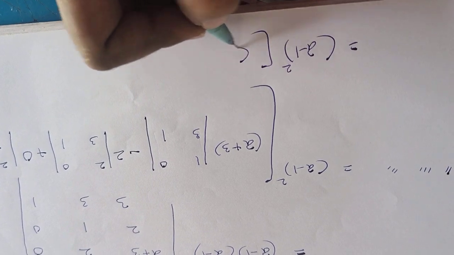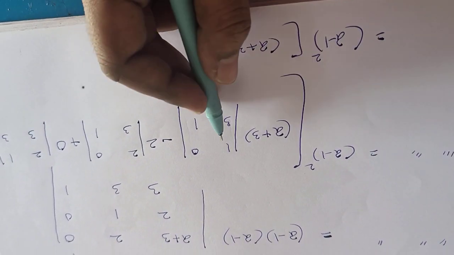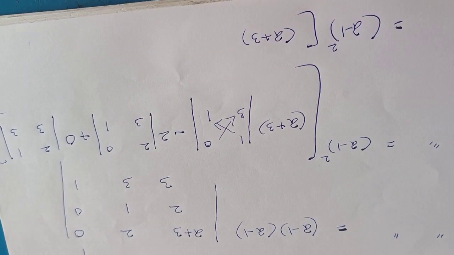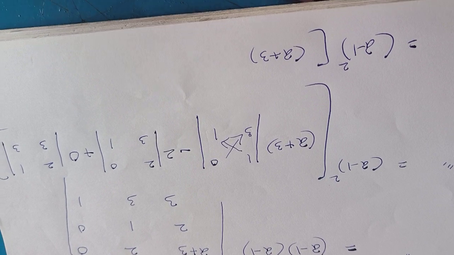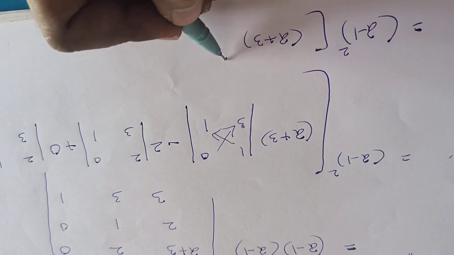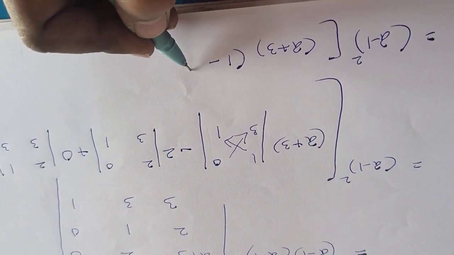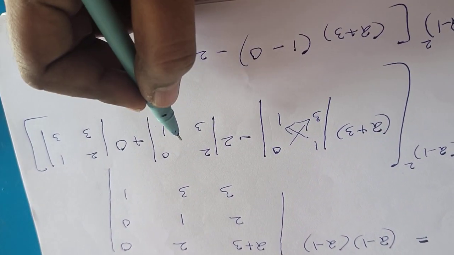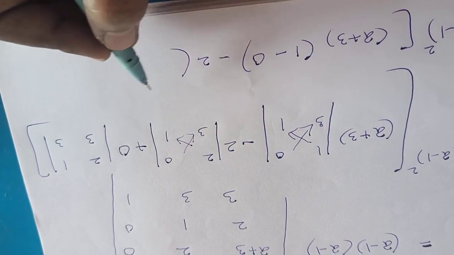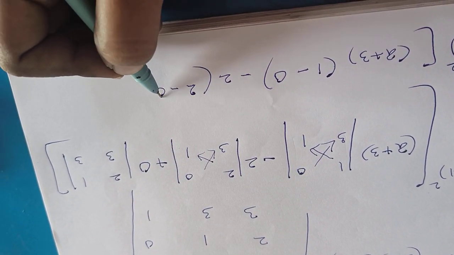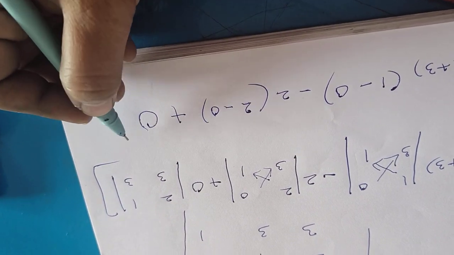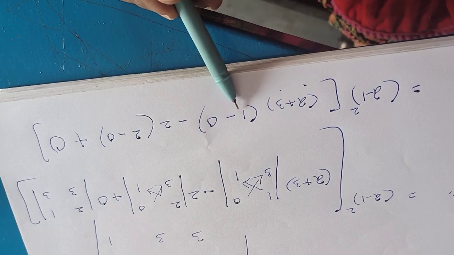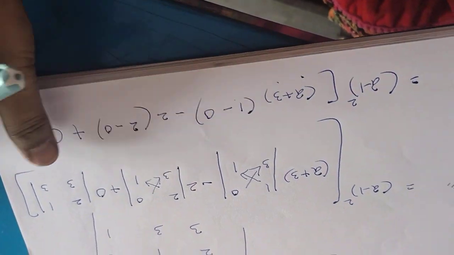This is a plus 3. When we find its determinant value, we have to apply AD minus BC formula. So AD means 1 into 1. So this is 1. BC means 3 into 0 is 0. Minus 2. Here it is 2 into 1 and 0 into 3. So 2 minus 0. And the last term is 0. 0 into this determinant is 0. So a plus 3 ones are a plus 3 minus 2 twos are 4.